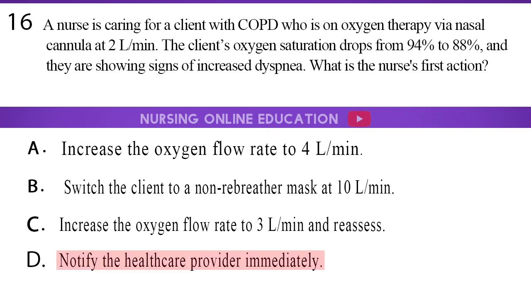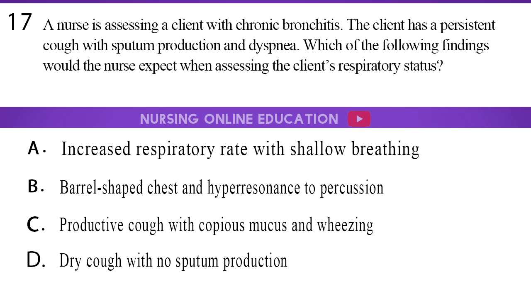The answer is option D. Notify the healthcare provider immediately. 17. A nurse is assessing a client with chronic bronchitis. The client has a persistent cough with sputum production and dyspnea. Which of the following findings would the nurse expect when assessing the client's respiratory status?